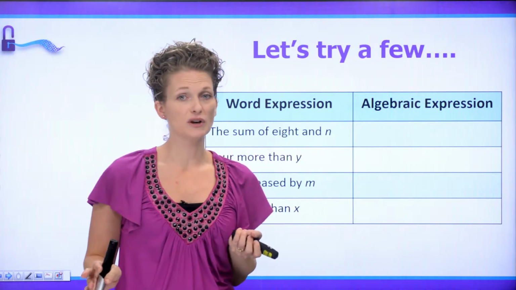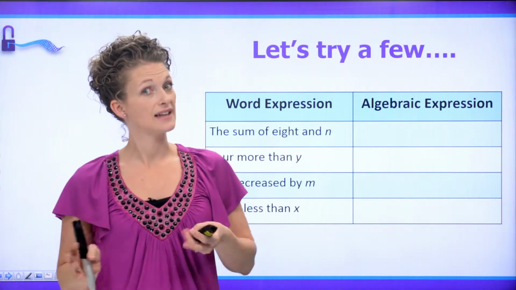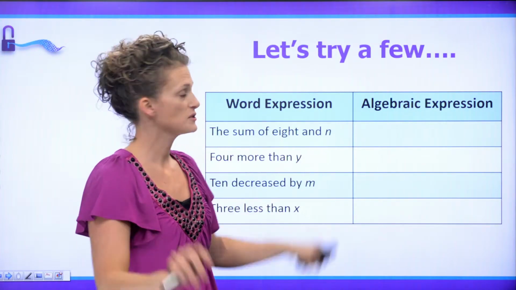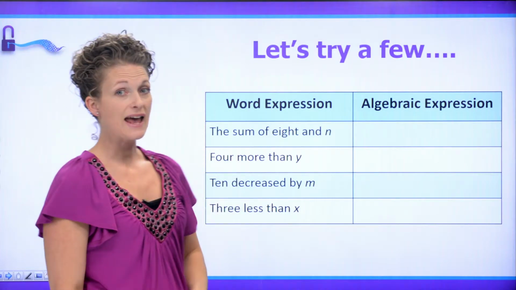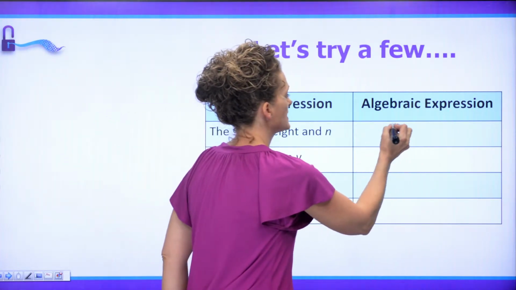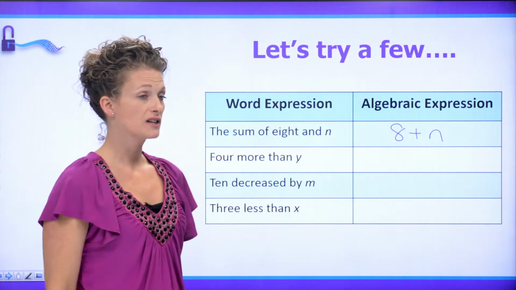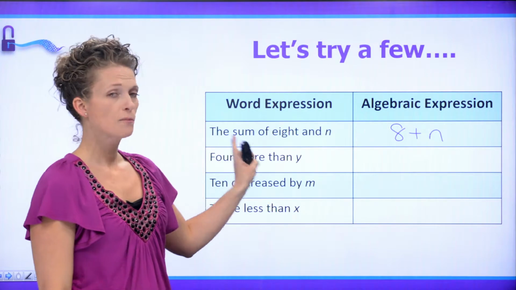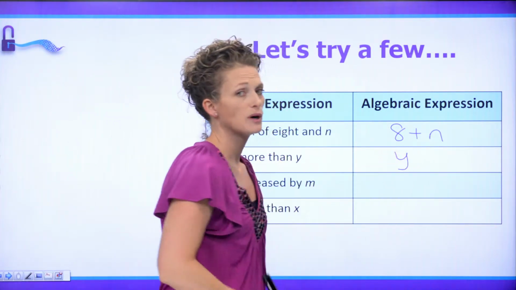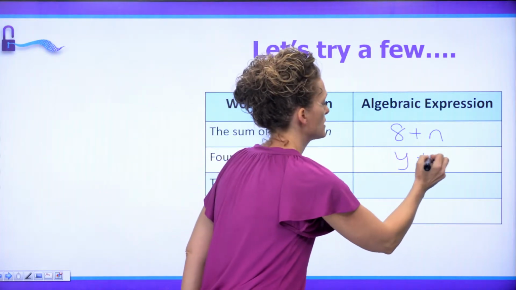So here's some word expressions, and we're going to turn them into their algebraic expression. And the reason I say algebraic is because there are variables. Okay, the sum of 8 and n. Now remember, sum means add. So 8 and n. And there is your algebraic expression. 4 more than y. So we have y, but we want 4 more than that. And that, again, is add. So y plus 4.